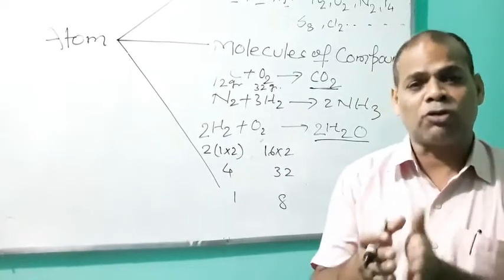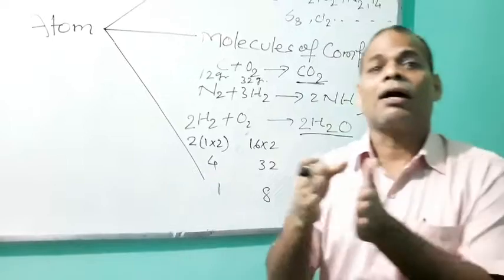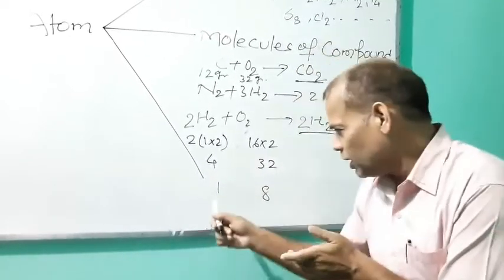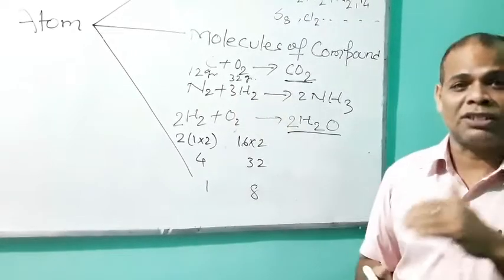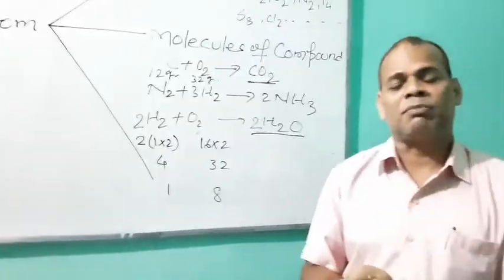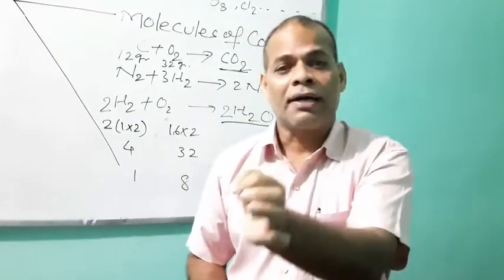That's why we say, the definition of a compound: when two or more elements combine in a definite ratio, in a definite proportion by mass, a new substance is formed, which is called a compound. So you see that always they combine in a definite proportion.